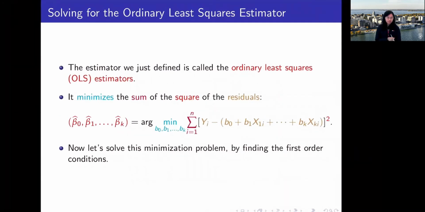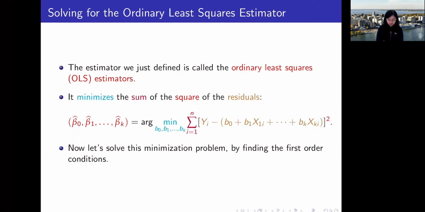Okay. So this estimator we just defined is called the ordinary least squares estimator. It minimizes the sum of the squares of the residuals. Now we know what the OLS estimator is defined to be. We want to solve for an explicit formula. We want to solve this minimization problem and see what beta hat should equal.